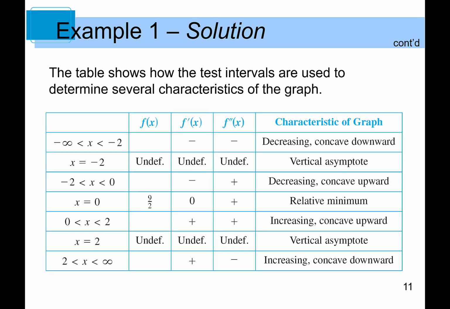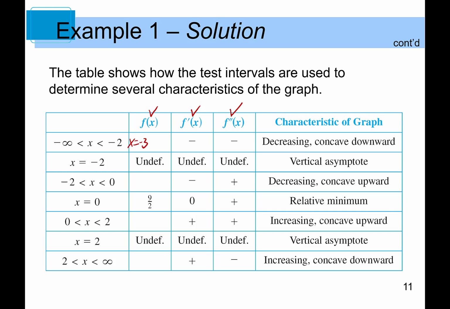Then next step, we come up with a table like this. We basically summarize what happened in the original function, in the first derivative, second derivative. Okay? And from negative infinity to negative 2, you can pick a test value. In this case, let's pick x equals negative 3.